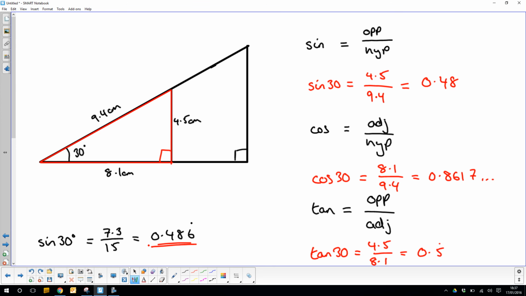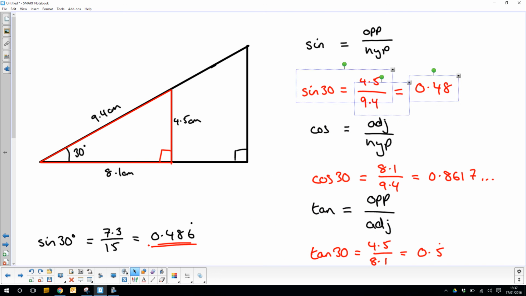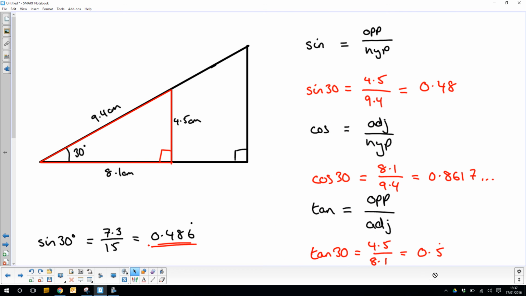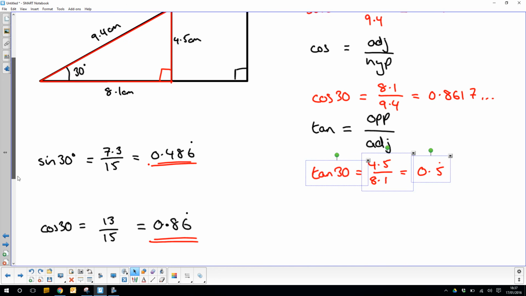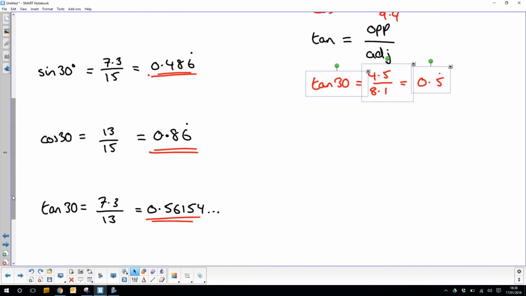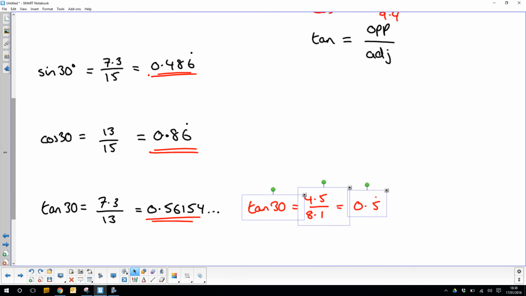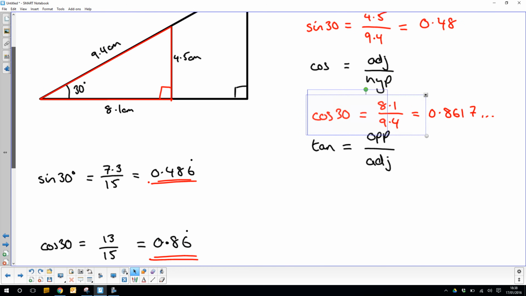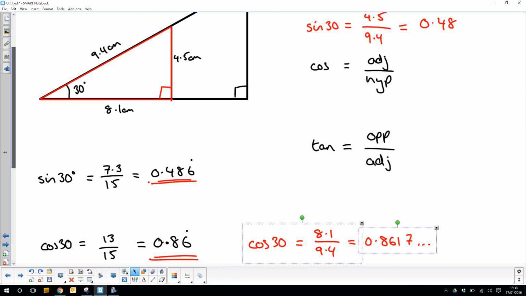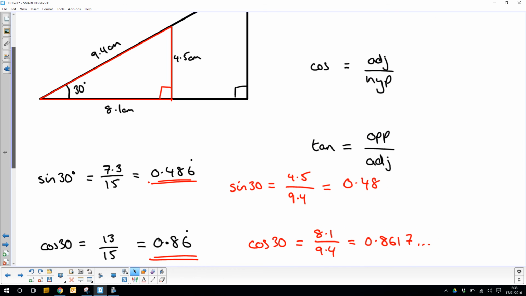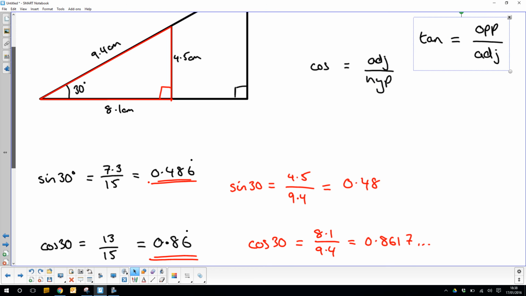Right, what I'm going to do is I'm going to move them alongside the ones we did earlier, but I'm going to start by moving the tan 30, because otherwise we're going to end up with things getting in each other's way. So there's the tan 30. Here's the cos 30. And there's the sine 30. We can move all of that out of the way. We don't need that quite so much. Let's have a look here.